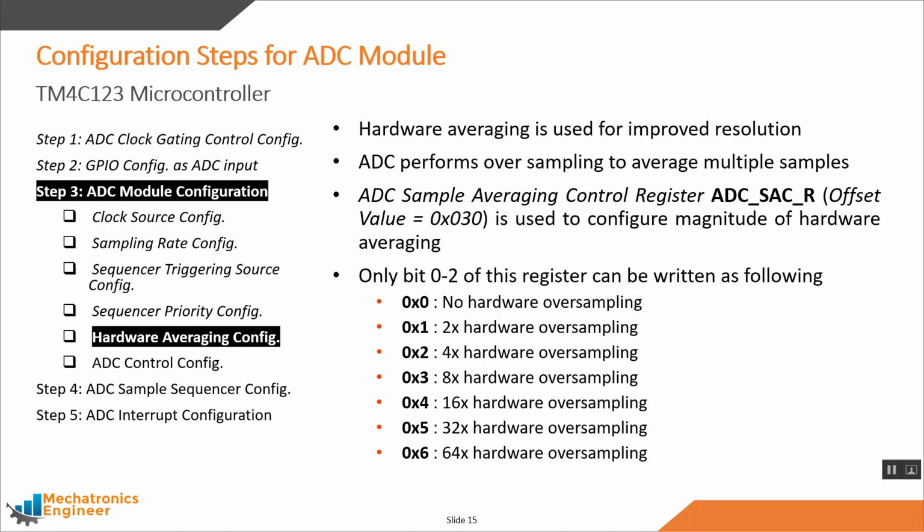When hardware averaging is enabled, the ADC performs oversampling to average multiple samples. The 3 least significant bits of this register can be used to write different hardware averaging values. So the value set in this register takes 2 raised to the power of that value as the number of samples to average over. For example, if you set 0, then no hardware averaging is applied, and if you set the value 4, then it will take 16 samples, because 2 raised to power 4 is 16, so it will take 16 samples in order to perform the hardware averaging.